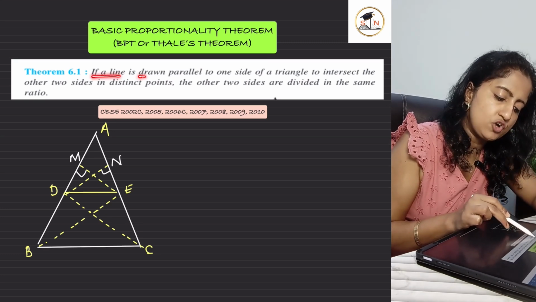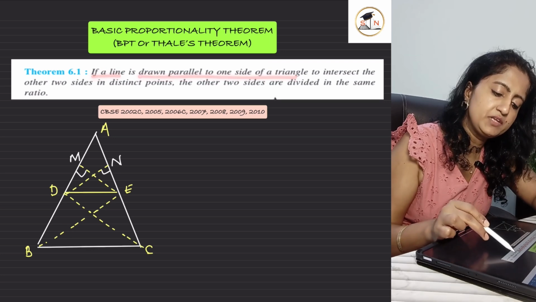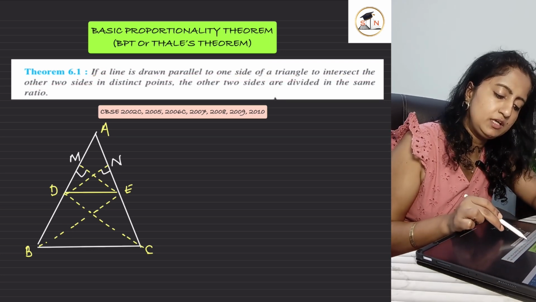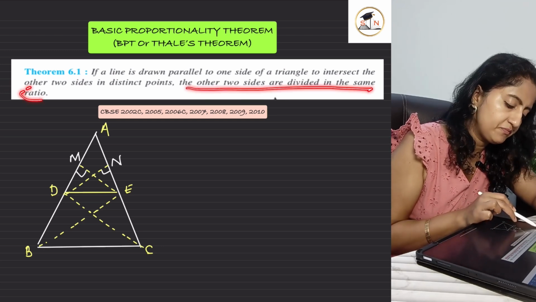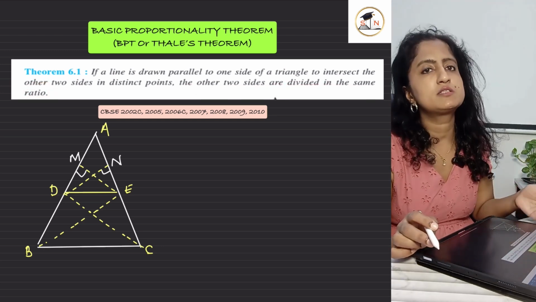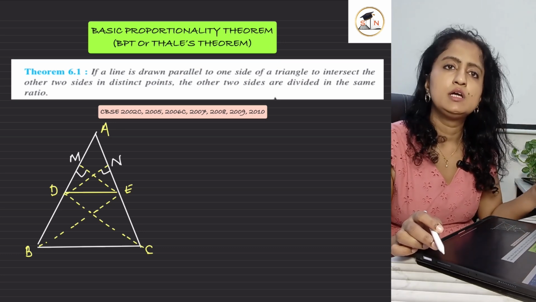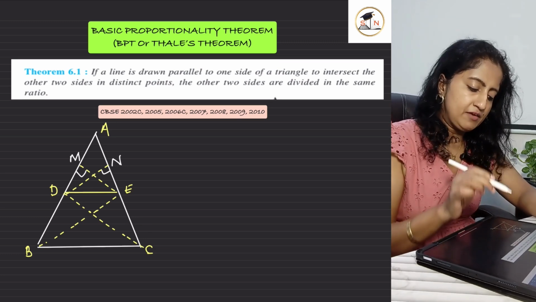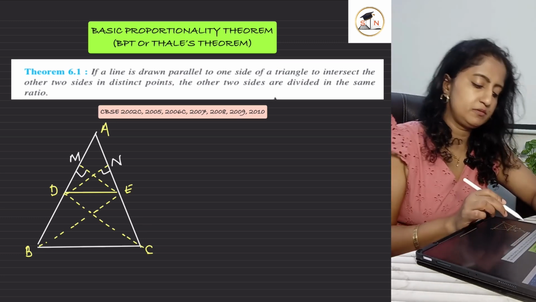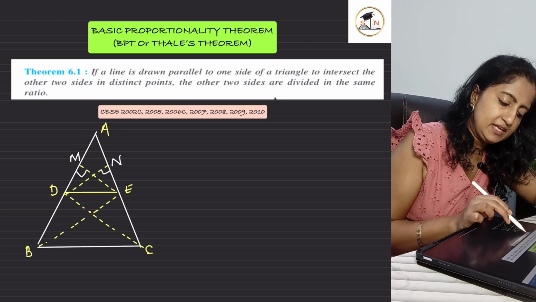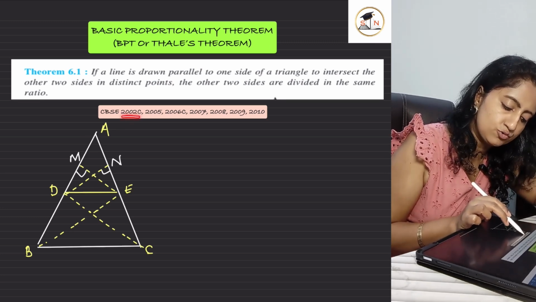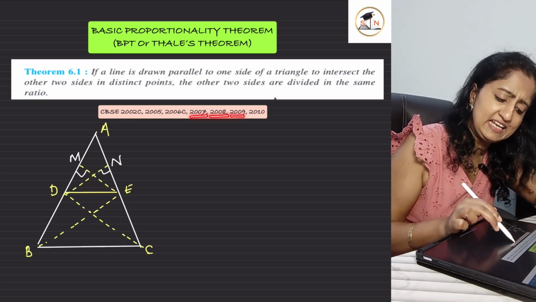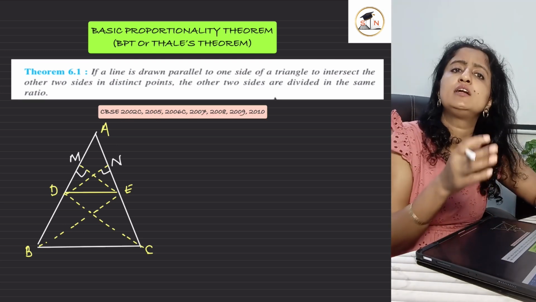If a line is drawn parallel to one side of a triangle to intersect the other two sides in distinct points, the other two sides are divided in the same ratio. See, we are talking about similarity, so we will always talk about the ratio, the proportionality of the sides. Now, before we start with the understanding of the theorem, just see what I have also copied down over here. It had appeared in CBSE 2002 compartment, 2005, 2006 compartment, 2007, 8, 9, 10, and I have just written till 10.